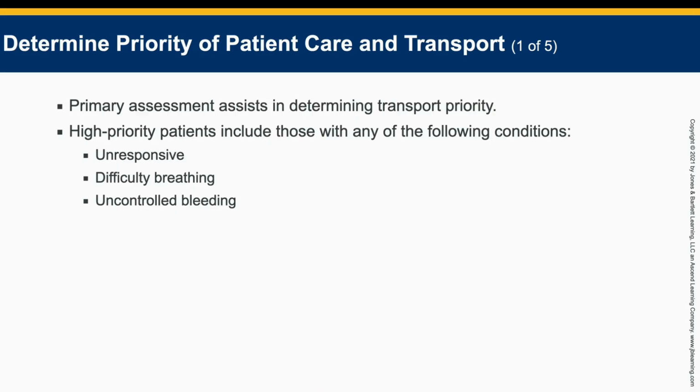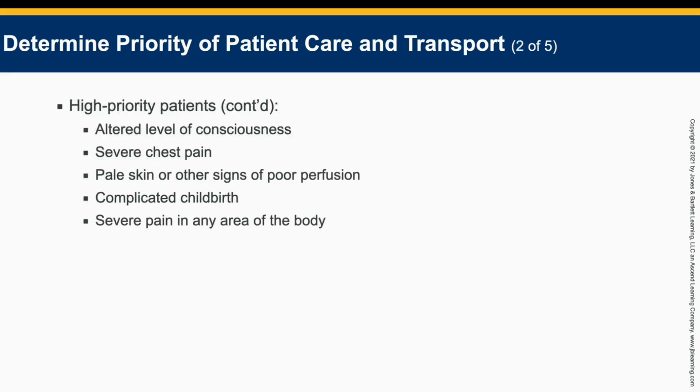For example, patients who are unresponsive require immediate attention because this may indicate a serious neurologic, respiratory, or circulatory problem. Patients who are experiencing difficulty breathing are also high priority. Without adequate breathing, the body cannot deliver enough oxygen to vital organs. Similarly, patients with uncontrolled bleeding require immediate intervention and rapid transport because severe blood loss can become life-threatening. Recognizing these high-priority conditions early allows us to make appropriate decisions about treatment, resource use, and rapid transport to a medical facility.